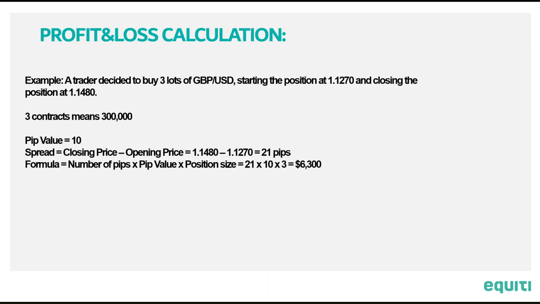3 contracts means 300,000. Your pip value here is 10. Your spread is closing price minus opening price, which gives you 21 pips. And the formula, number of pips times pip value times position size, is 21 times 10 times 3, which is $6,300 in profit. Also, just make sure that while you're calculating your profit sizes, you know that if the market went against you, you can always use a stop loss to limit the losses you are making.